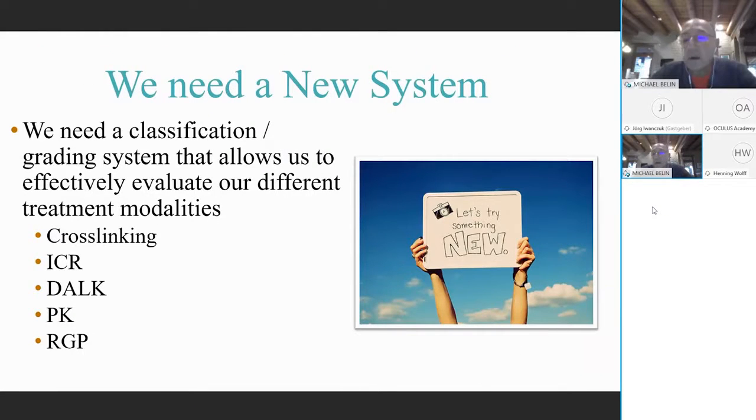So we need a new system, and we need a new system because we have new treatment modalities. We have cross-linking, we have intracorneal rings, DALK, PK, rigid lenses, but particularly cross-linking, where there's information that suggests that the earlier we intervene, the better. The earlier we can preserve vision and not wait till we lose vision, the better. And to do that, we need systems that allow us to diagnose early disease before visual loss.